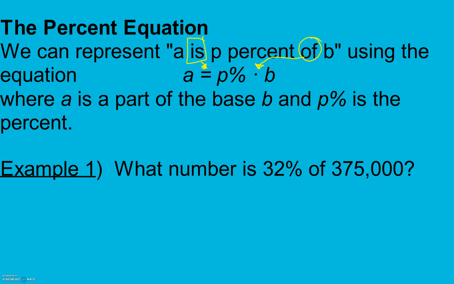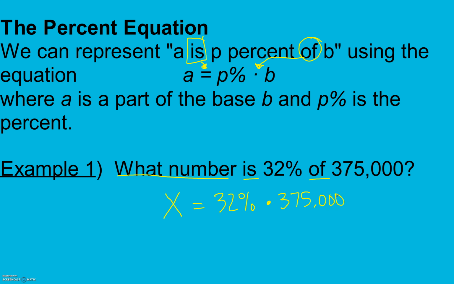Okay, we want to know what number is, so what number translates to a variable. Is means equals 32%, of means times 375,000.